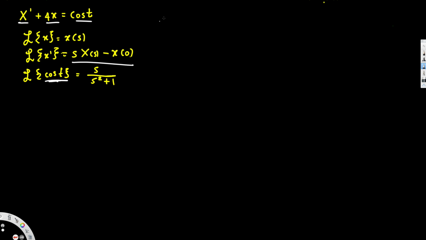Let's go ahead and plug this in, and also we have an initial condition, x(0) is equal to 0. This comes with the question. I forgot to write that one. x(0) is equal to 0. So let's go ahead and plug in all the things. The Laplace transform of x prime is this one, so let's write that: sX(s) minus x(0) plus 4 times X(s), and on the other side of the equation we have s over s squared plus 1.